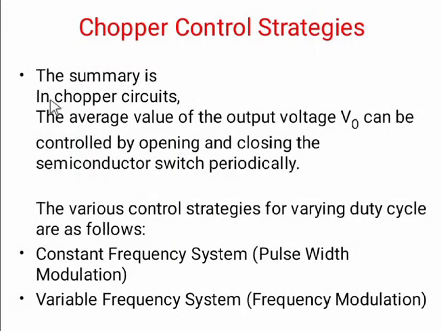So the summary is, in a chopper circuit the average value of the output voltage VO can be controlled by opening and closing the semiconductor switches periodically. The various control strategies for varying the duty cycle are as follows. First one is the constant frequency system and second one is the variable frequency system. In the constant frequency system we change the on time or off time. This is known as pulse width modulation, in which the width of the pulse is changed. The variable frequency system is known as the frequency modulation system. That means either T on time or T off time is kept constant, but the frequency is changed. This is known as frequency modulation.